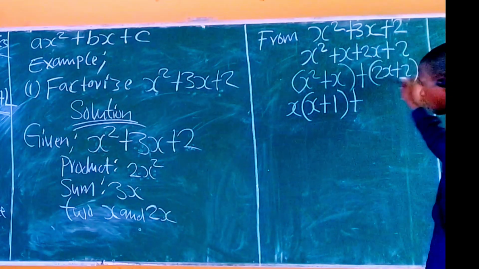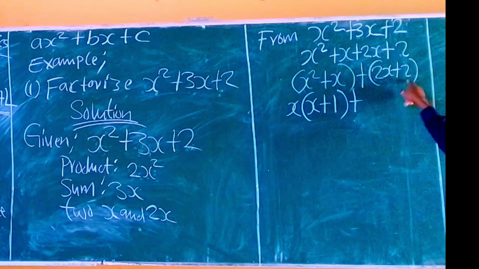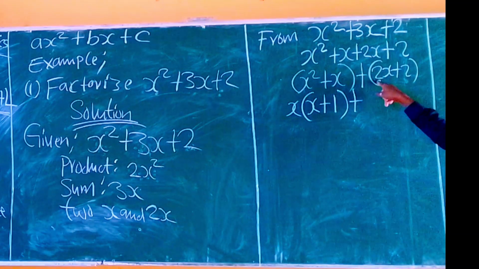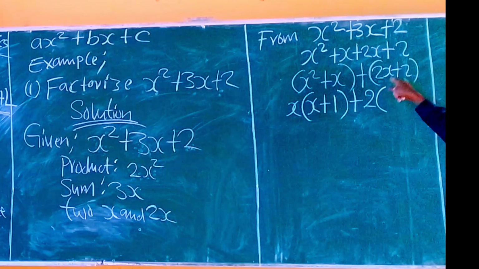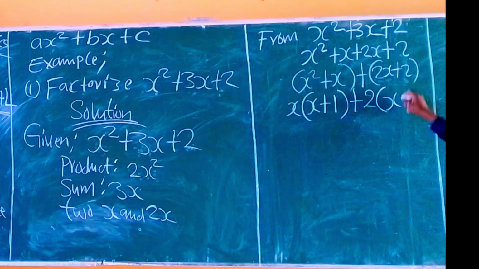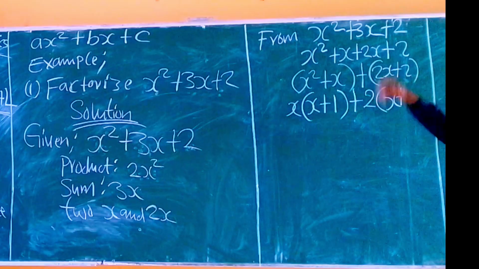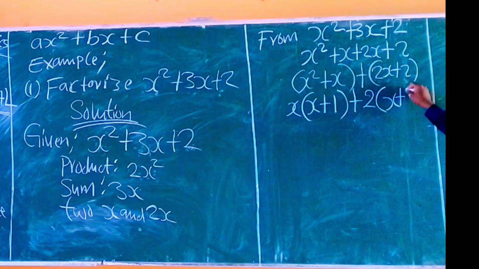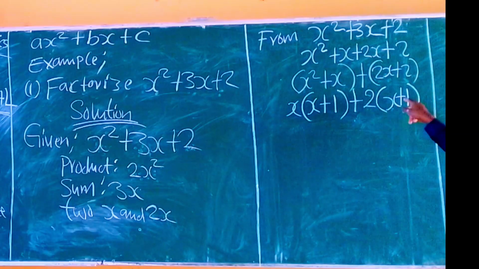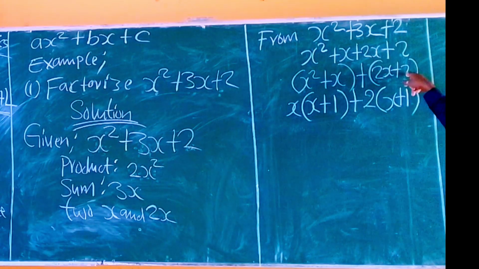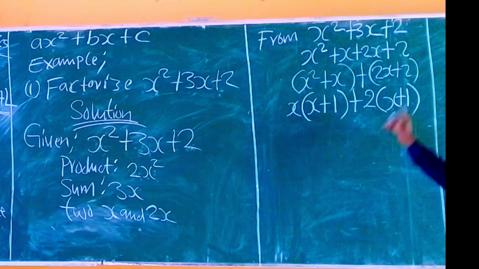Plus, I come to this second bracket. Check what is common here. What is common here is 2, right? So I bring that 2 outside. Then it's going to be left with x, plus, since I've already taken 2 out here, I'm going to be left with 1. Because 2 times x is going to give us 2x. 2 times plus 1 is going to give us 2, right? Let's try to factor this out here.